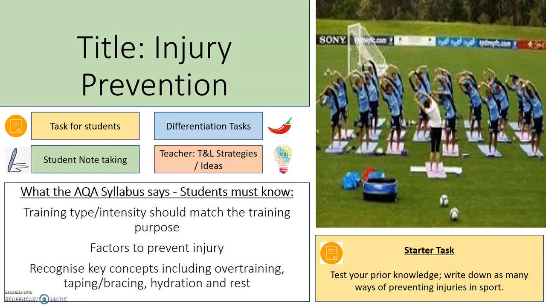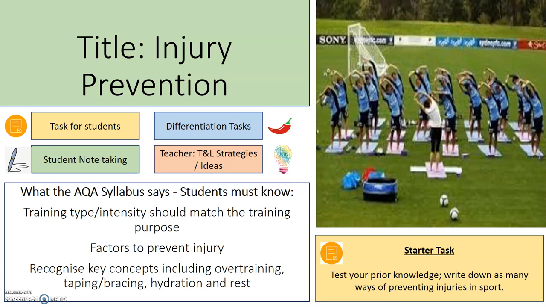So what does the AQA syllabus say for this particular topic? Well, obviously students need to be aware that the type of training, the type of intensity that you do while you are training should match the training purpose. So it's important that they're aware of that aspect. They also need to be aware of the fact that there are different factors which can prevent injury, and also they need to be aware of different concepts within this topic, such as overtraining, taping and bracing, hydration, rest and recovery, and a few more other keywords.